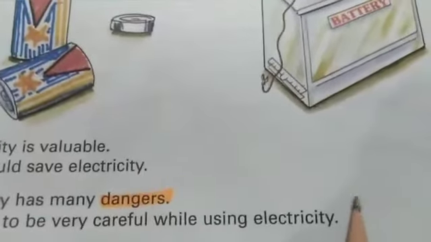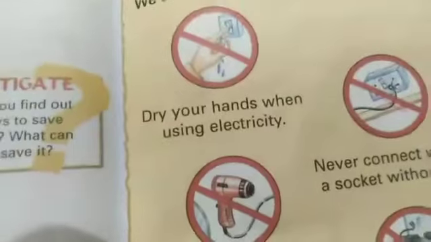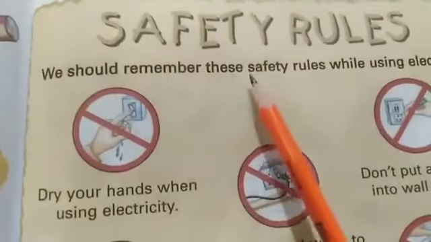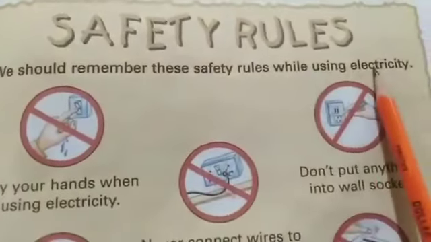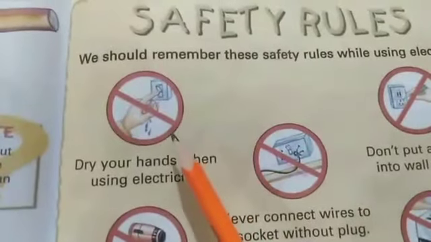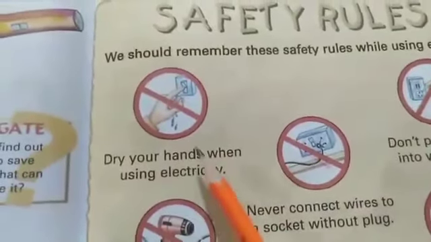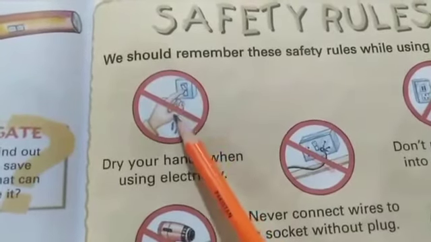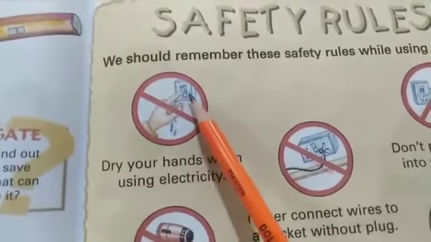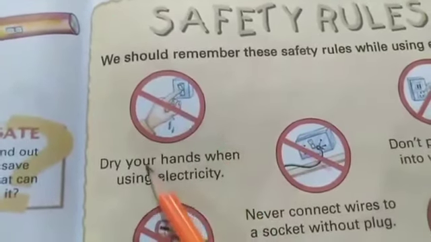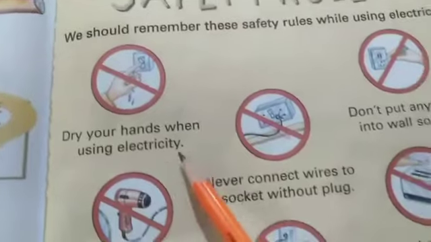Now let's see the safety rules on page number 117. Here on this page, here are some safety rules. We should remember these safety rules while using electricity. Here are some pictures of some safety rules. Dry your hands when using electricity. As you can see in this picture, a boy is touching the socket with a wet hand, so it is the wrong position. Dry your hands when using electricity.